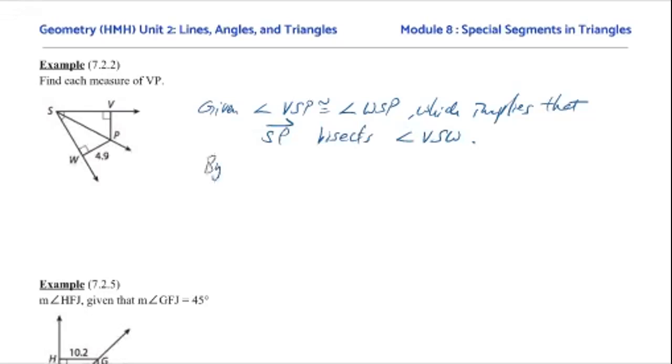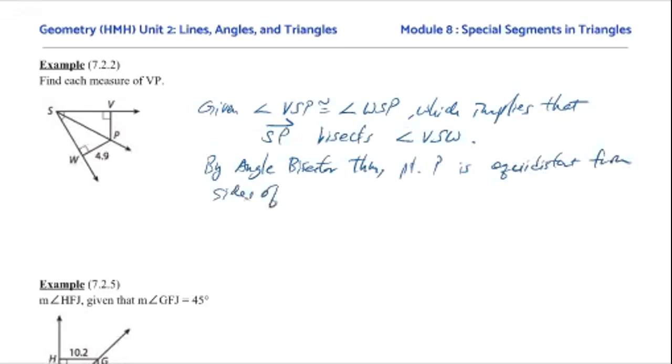by the angle bisector theorem, we could say that point P, which is on the angle bisector, is equidistant from the sides of the angle. So that means that VP, what we're looking for, has to be equal to WP, which is 4.9.